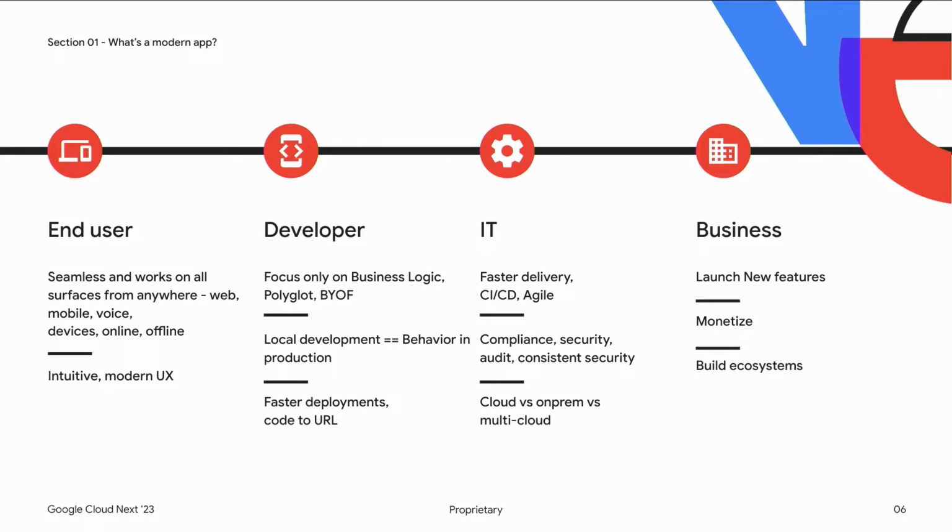If you're in IT, you care about, how can I get it to production faster? How can I make sure I have a simple CI/CD pipeline? Can I push my code faster and make it much more agile? How can I ensure I have compliance and security? And if you have a hybrid or multi-cloud environment, can I use my applications there seamlessly across them? And finally, if you're a business owner, what you care about is monetization. Can I launch new features, and can I build an ecosystem outside of it?